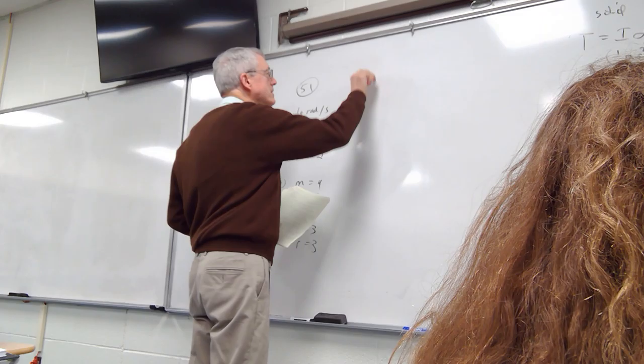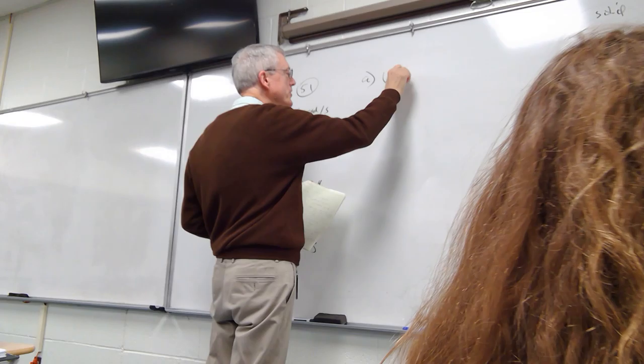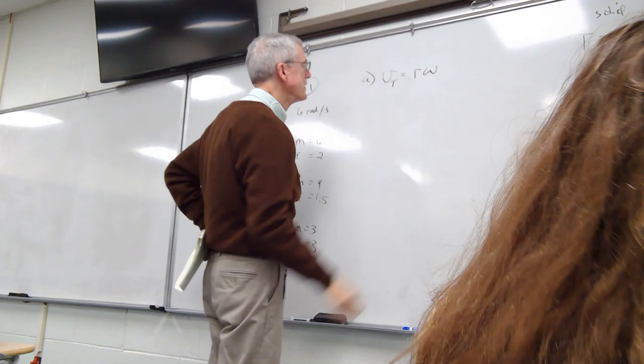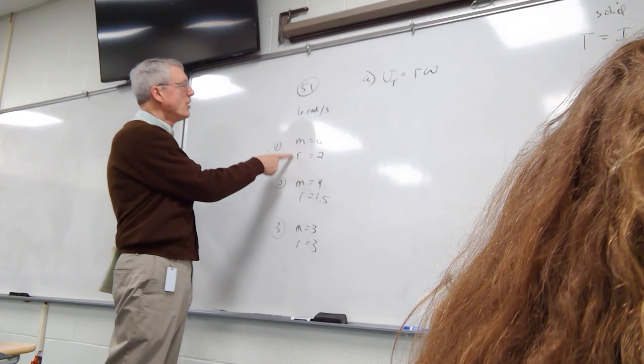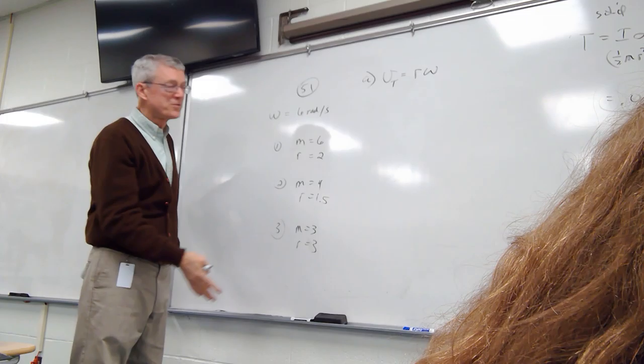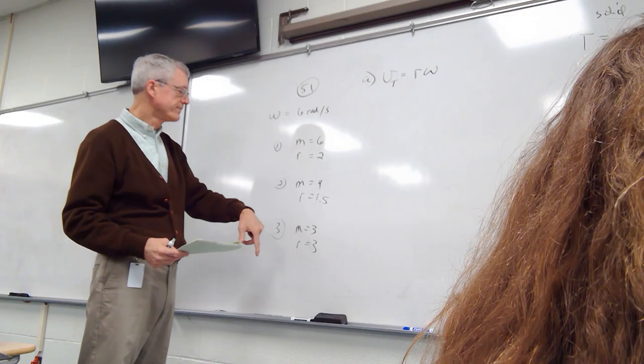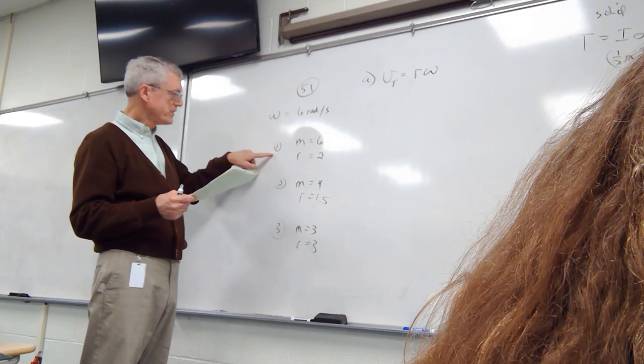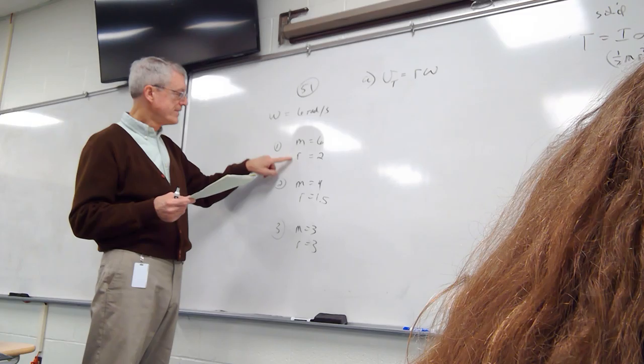B, determine the total kinetic energy of the system using the expression K. Okay, let's do one at a time. A, tangential speed. Do you remember from chapter 8, it is r omega. Is that right? Yeah. So just do that for all three. R is given, omega apparently was 6 for all of them. So multiply the radius times 6 for each one. Okay, that's part A. Object number 1 was 2 times 6, answer is 12 meters per second. The next one's 1.5 times 6, and the next one's 3 times 6. Okay? All right, that's part A.